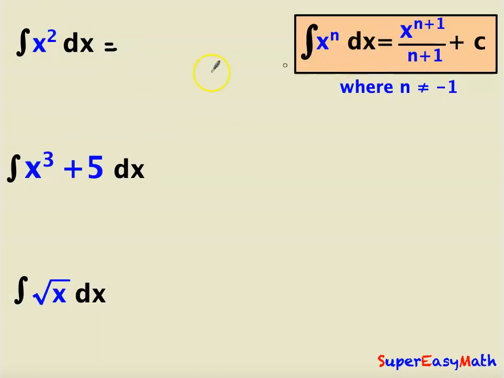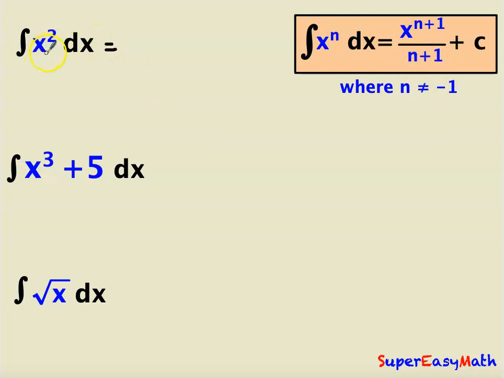The second rule, when we have the form x to power n, so its integral is x to power n plus 1 divided by n plus 1 plus c. So we just add 1 to the power and we divide by the new power.